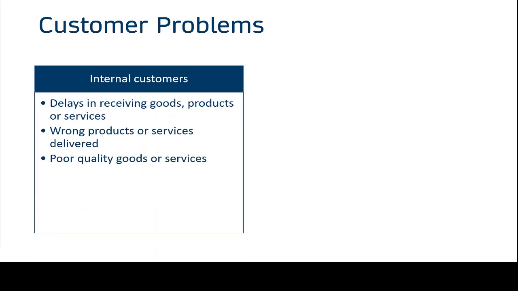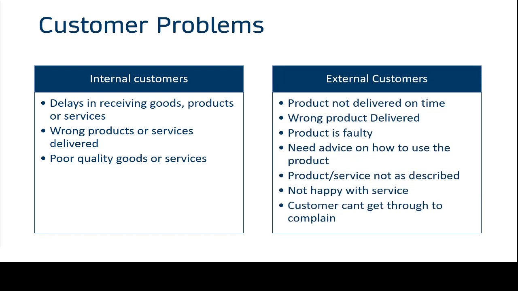So let's have a look at some customer problems for internal customers. So there'd be delays in receiving goods, products or services. Perhaps the wrong products or services have been delivered, or the products or services are of a poor quality, particularly when the customer is expecting a higher quality to be provided. And some examples of problems for external customers, that would be when products, again, are not delivered on time, they've got the wrong product delivered, the product's faulty, they might need advice on how to use the product, or the service wasn't as described, they're not happy with the service, or the customer can't get through to complain.